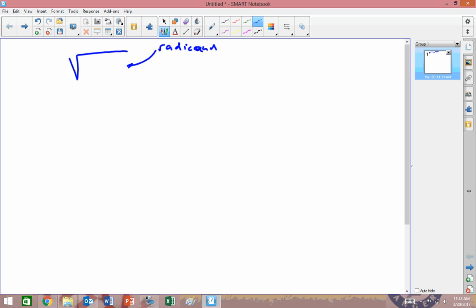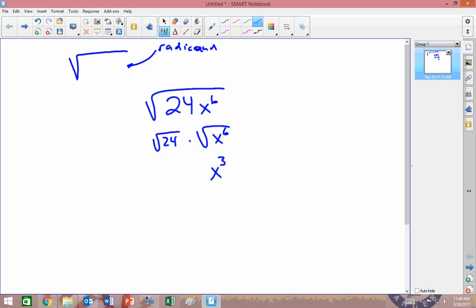So what we're going to start seeing is some combinations. We might see 24 x to the 6th, and we're going to find the square root. You remember we said we could break this stuff apart? So I have the square root of 24 times the square root of x to the 6th. Okay? What's the square root of x to the 6th? How many partners do I have there? That's going to be x to the third. Now, what about the square root of 24? What are my factors of 24? 1 and 24, 2 and 12, 3 and 8, 4 and 6.